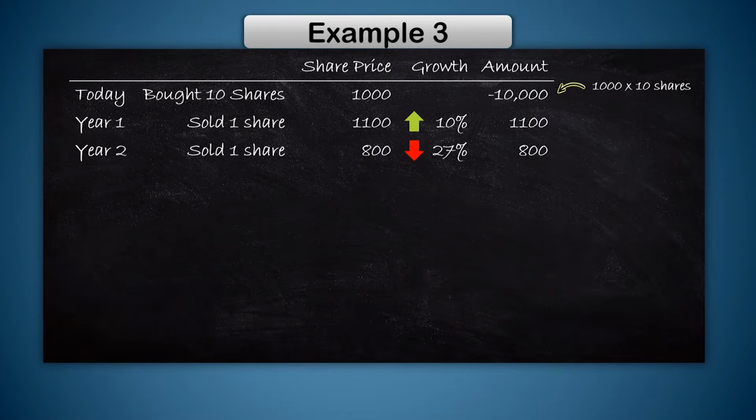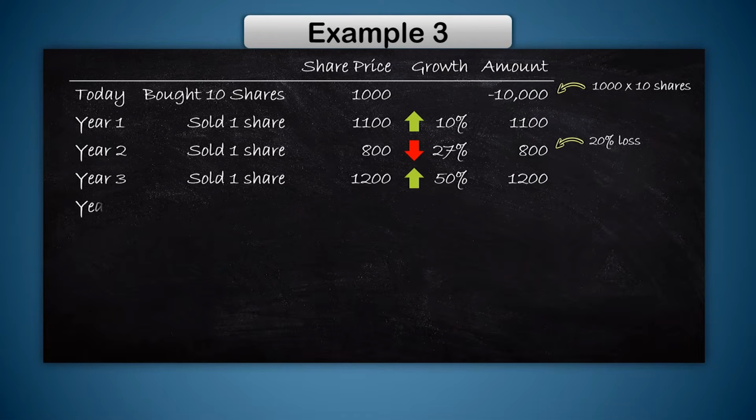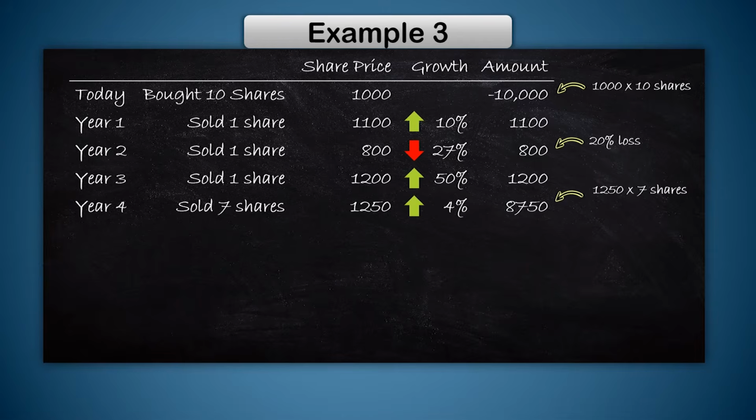This time you ended up with a loss of 200 rupees or 20% on your original investment. Third year again, you sold a share for 1200, and in the fourth year, you sold the remaining 7 shares at 1250. Now what is the average returns you got from these transactions?